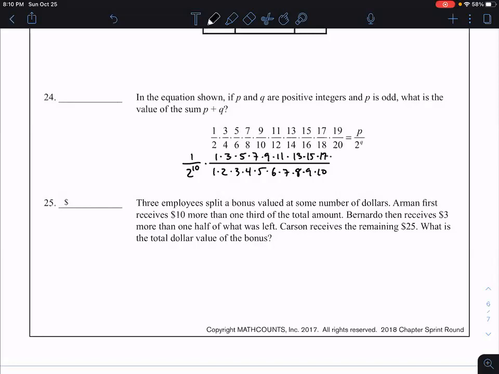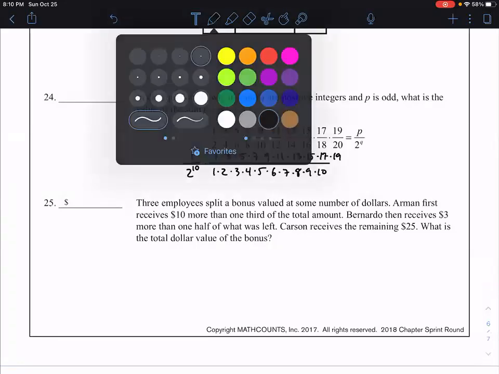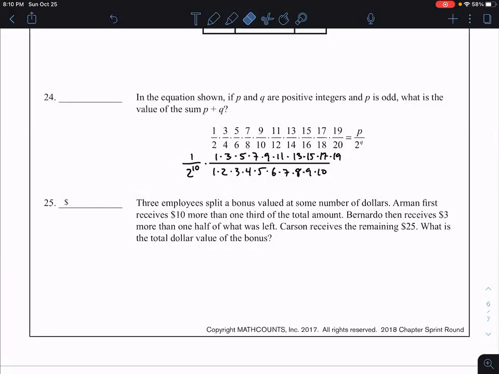15, 17, 19. Okay, now we can start crossing some stuff out. So we can get rid of all the same numbers, identical numbers from the numerator and denominator. And that means we'll be getting rid of the 1, the 3's, the 5, the 7, and the 9. So we're left with this. Okay. Move these closer.